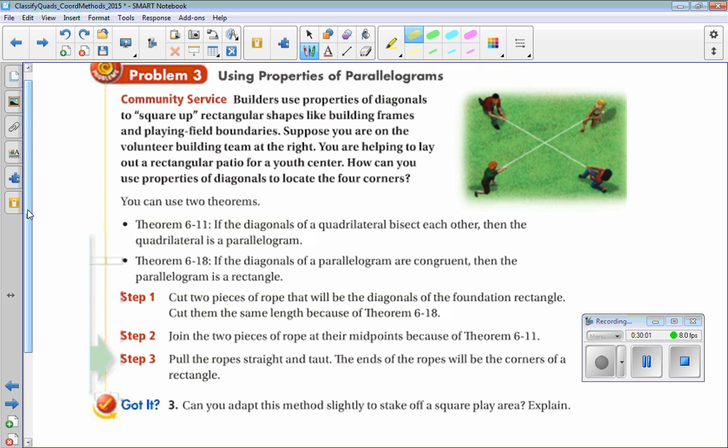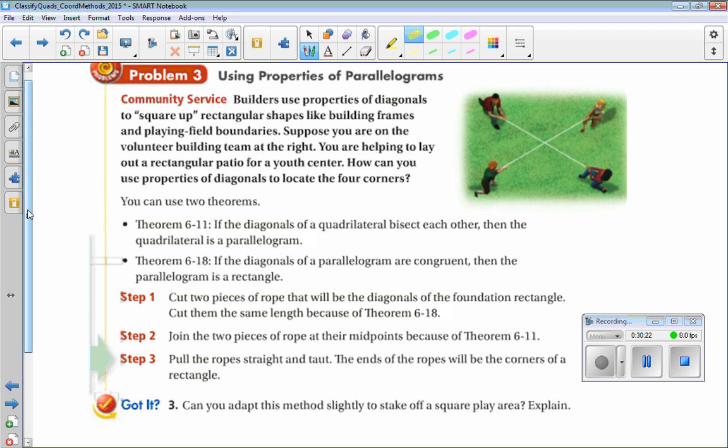Nobody has an idea? Would the diagonals have to be congruent if it was a square? Okay, so at least I'd have to start with that. Would you agree? So how could I take my strings, and where would I put the people in order for it to definitely be a square? How could I guarantee that?